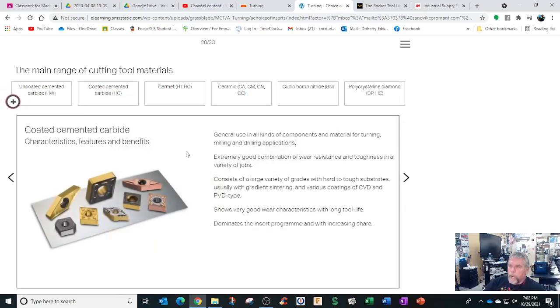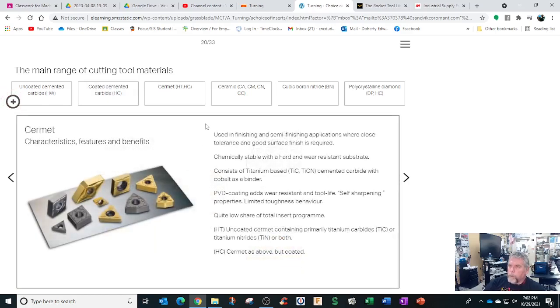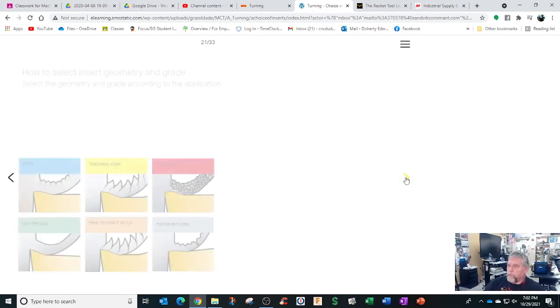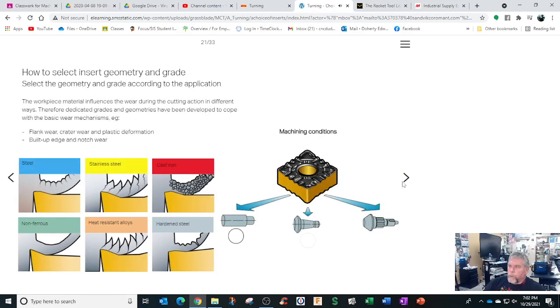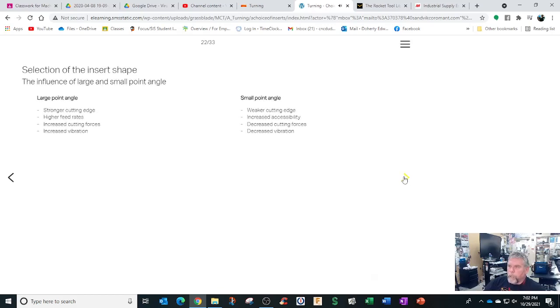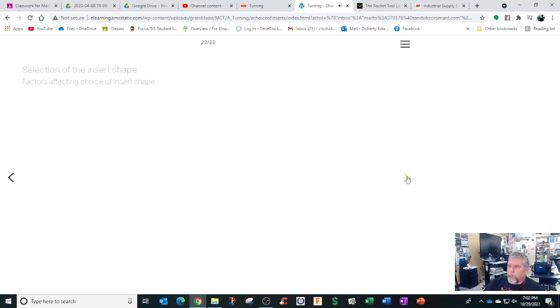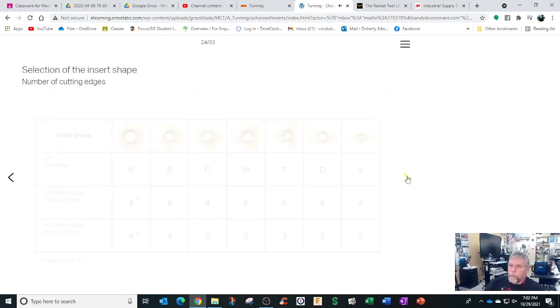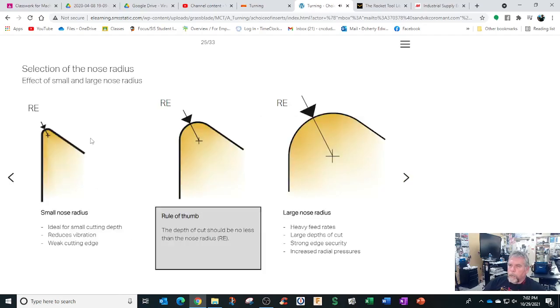You got cemented carbide. You can actually learn a little bit more. What's a cermet? Coated with a carbide cobalt binder, polycrystalline, all different types. Now let's go back to that chip breaking stuff. I want to see if we get any more videos on cutting, actual up-close videos, different insert shapes. Most of them are basically common shapes. Oh, here's a good one on nose radius.